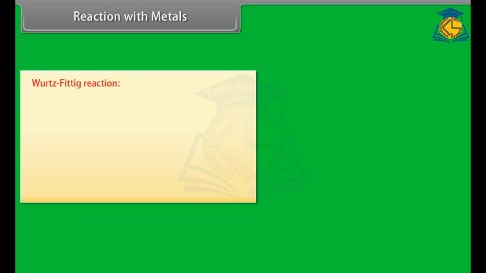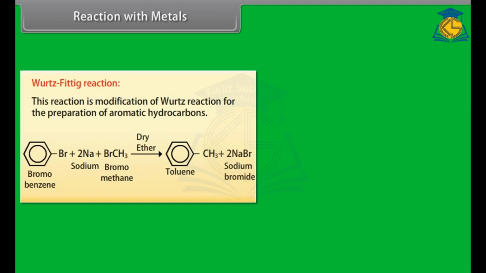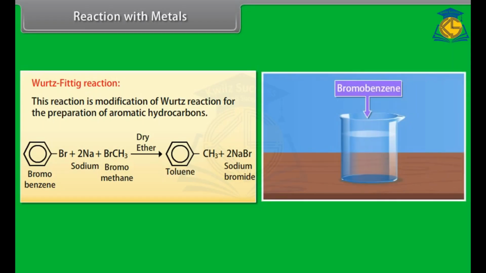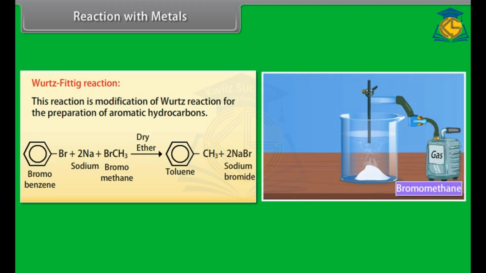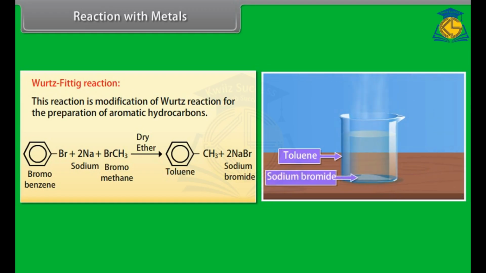Reaction with metals. Wurtz-Fittig reaction. This reaction is a modification of Wurtz reaction for the preparation of aromatic hydrocarbons. To a solution of bromobenzene, add some sodium and bromomethane in the presence of dry ether, which reacts to give toluene and sodium bromide.